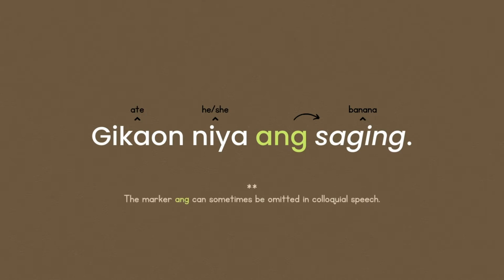Here's another example. Gikaon niya ang saging. What are we talking about in this sentence? Saging, which is the word for banana in Cebuano. Gikaon niya means he or she ate. Gikaon niya ang saging. He ate the banana. Basically, when we construct a sentence, we mark the most important or main topic or idea of the sentence with the noun marker ang. The marker ang can be omitted in colloquial speech. That's why you might have already encountered Cebuano speakers who tend to drop the ang when speaking sometimes.